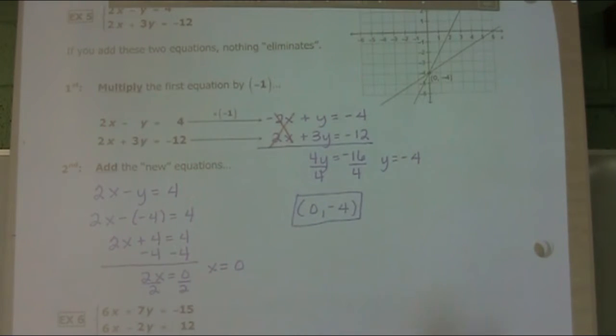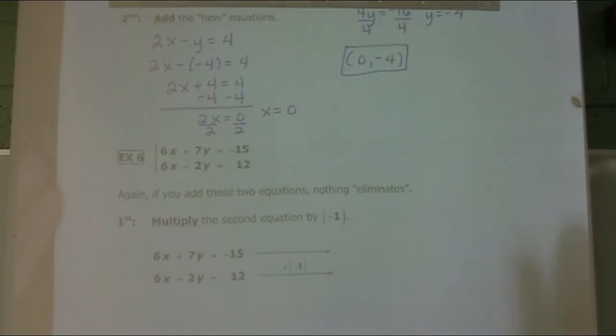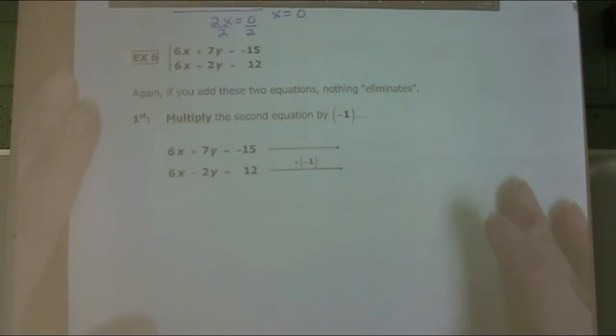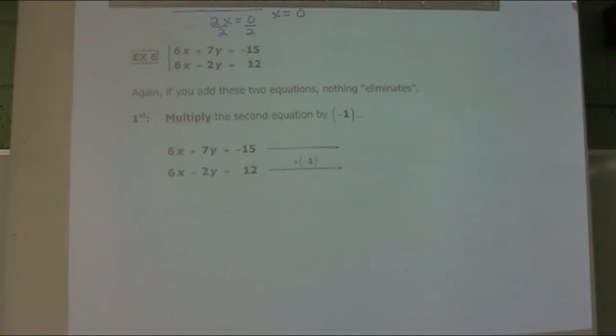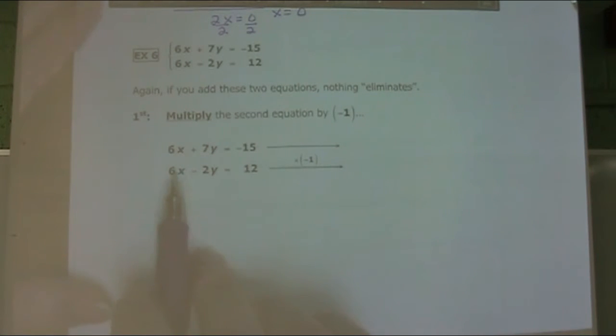All right, let's try another one of those. Looking at example 6, I notice that if I just add these, I'm going to have 12x and 5y. Nothing eliminates. Now, if one of the 6x's was negative, then my x's would eliminate. So I'm choosing one of my two equations to multiply by negative 1, and I'm actually just going to choose the bottom one. You could choose the top one, you're still going to get the same answer.